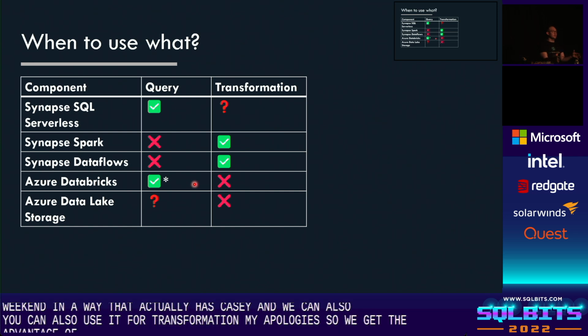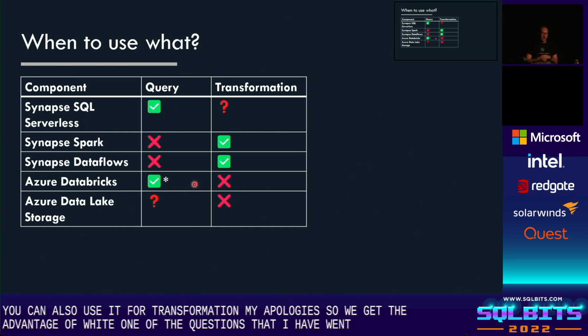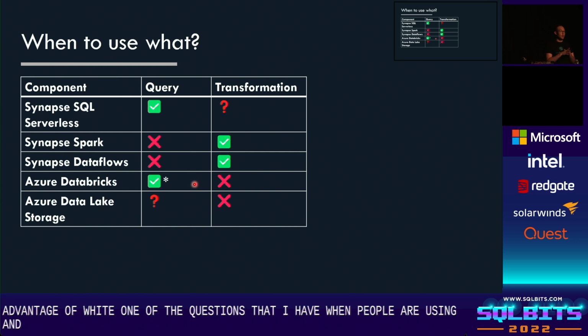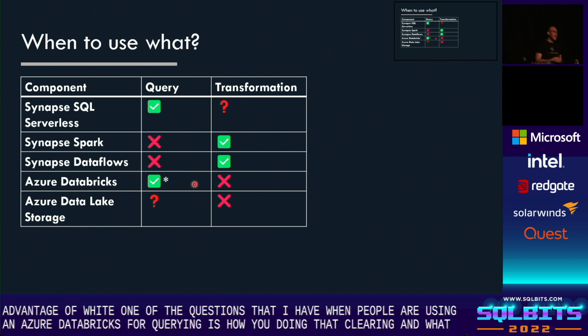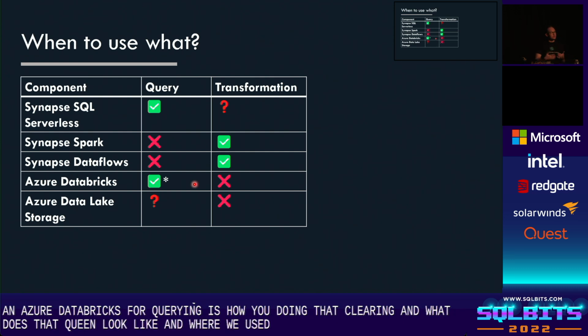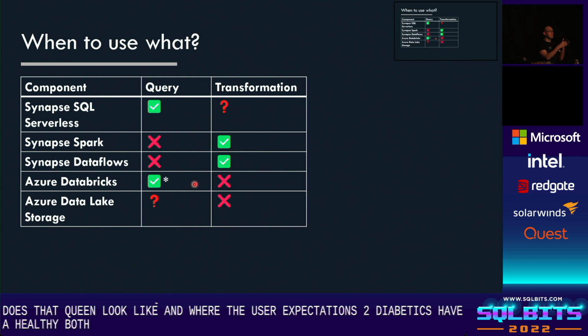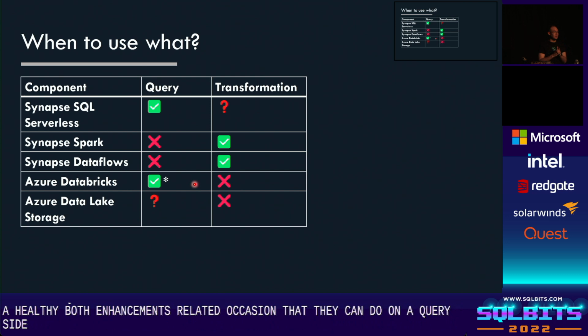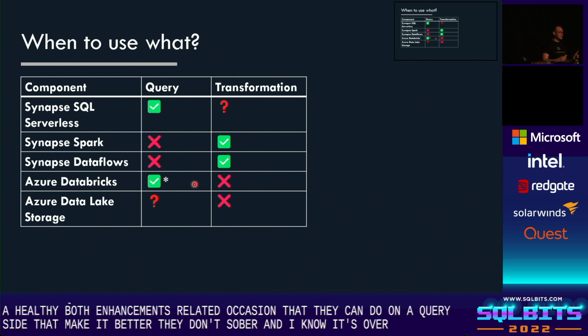One of the questions, though, that I have when people are using Azure Databricks for querying is how are you doing that querying and what does that querying look like? And what are the user expectations? So Databricks have a whole heap of enhancements related to caching that they can do on a query side that make it better. They don't solve it. And they don't solve it as well as something like Azure SQL solves it.